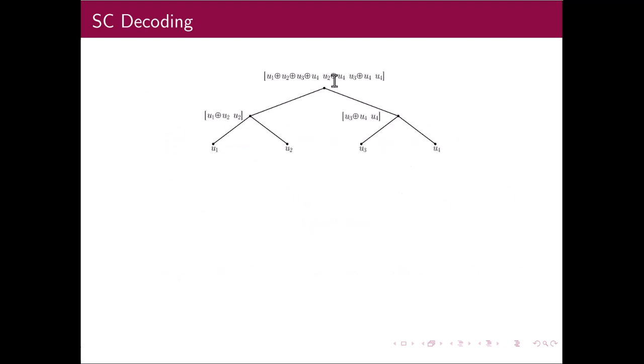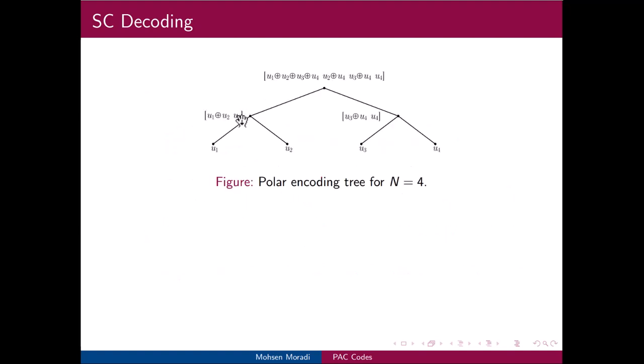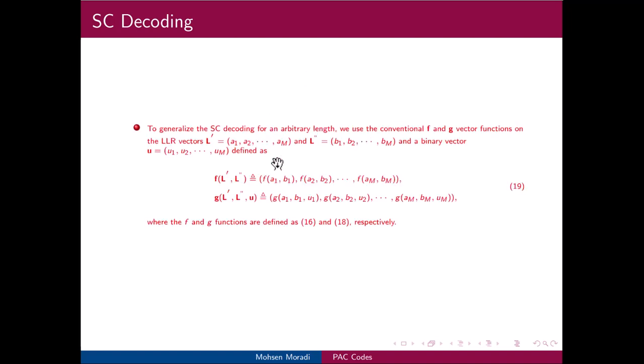So the construction is recursive. Again, the left child is the summation of these two. If we sum them, we can have U1. Now, if we assume only this part, U2 in here, and we estimate U1 from here, it means that we have two copies. So we can have a G function in here. In here, we have a vector F function, A1, B1, A2, B2 is like that.